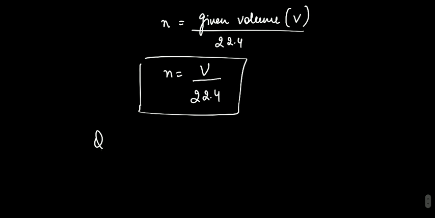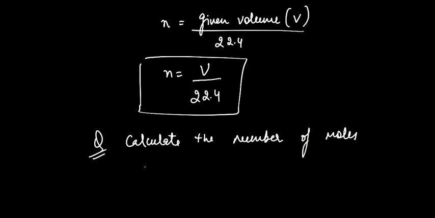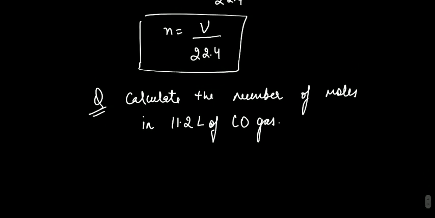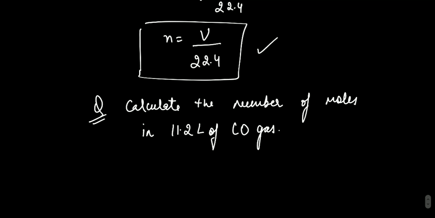If we do a simple question: calculate the number of moles in 11.2 liters of carbon monoxide gas. It's a very simple one. You can do it by the unitary method or by the formula. So 1 mole of carbon monoxide gas occupies how much volume?